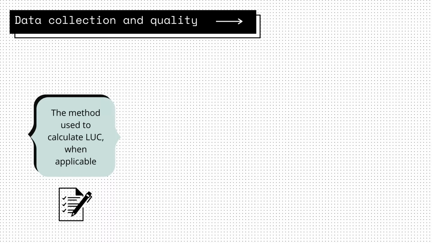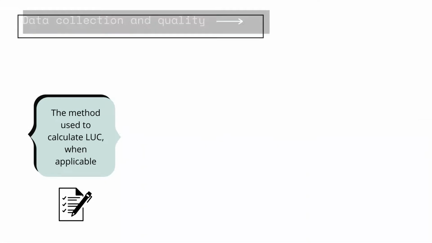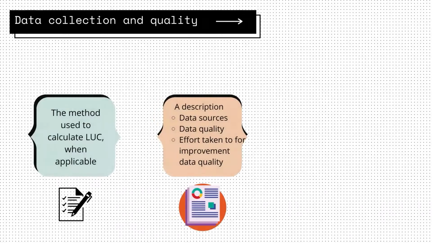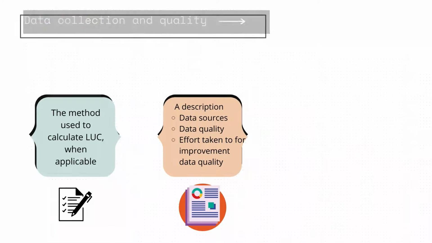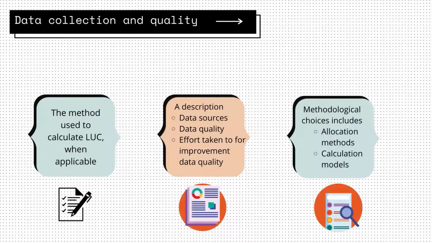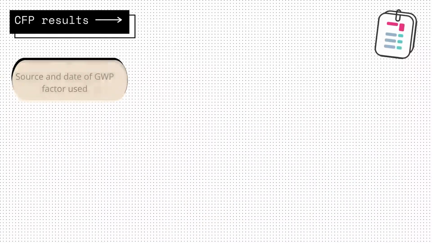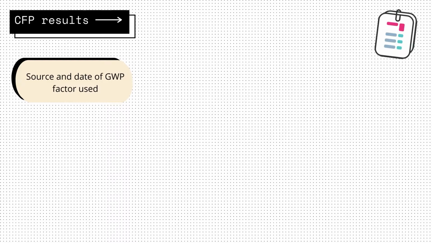Next, for data collection and quality in the CFP disclosure report, the following shall be included: 1, the method used to calculate LUC when applicable. 2, a description such as data sources, data quality, and efforts taken to improve data quality. 3, methodological choices, such as: 1, allocation methods. 2, calculation models. Last part is CFP results. The following shall be included in CFP results in the CFP disclosure report: 1, source and date of GWP factor used.